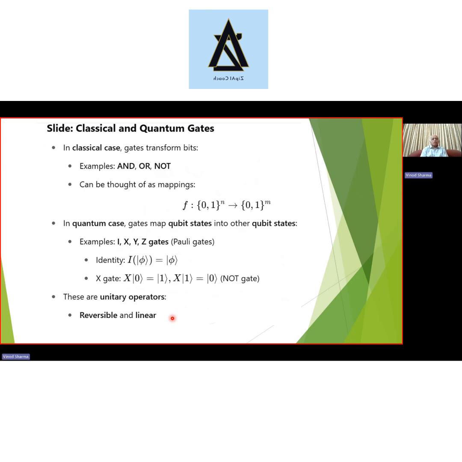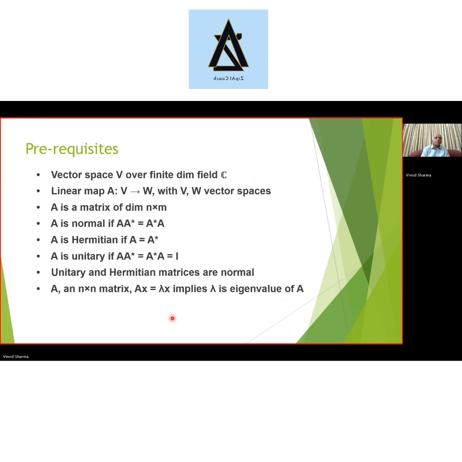Now, in the classical case, the operators, the gates don't have to be linear. Now let's discuss the prerequisites before we start getting into the details of quantum systems and quantum gates. We have so far just given an introduction and showed the basic differences between quantum bits and classical bits and the gates.